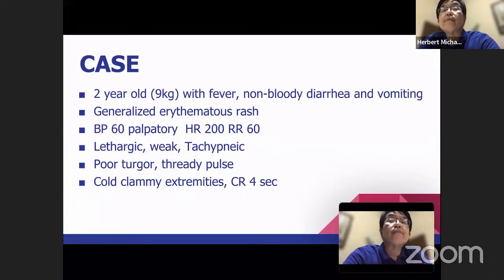The second case is a 2-year-old, 9-kilogram child who had fever, non-bloody diarrhea, and was vomiting. The patient had a generalized erythematous rash, was tachypneic at 60, tachycardic at 200. He was lethargic, weak, and tachypneic with poor turgor, thready pulse, cold clammy extremities, and capillary refill of 4 seconds.